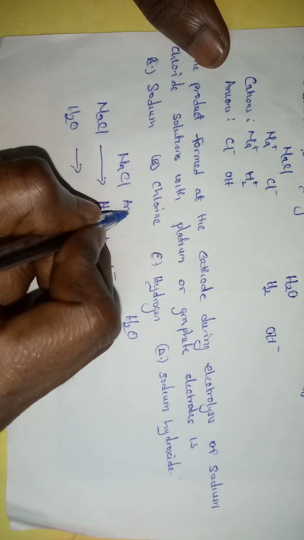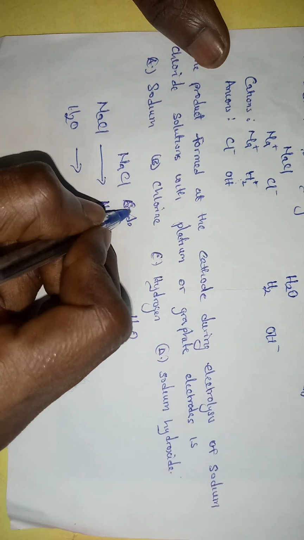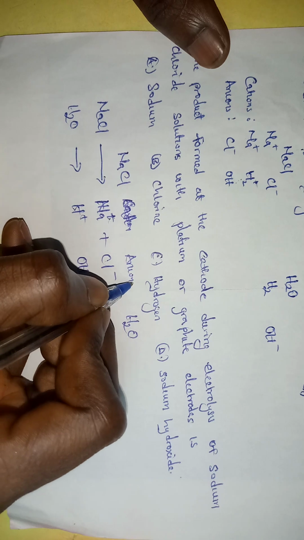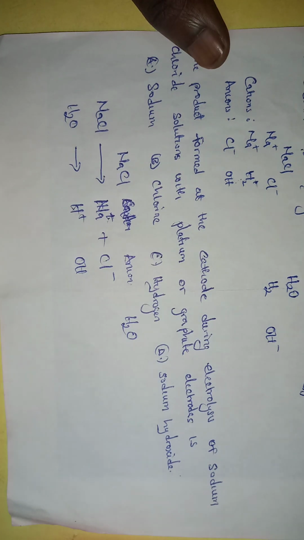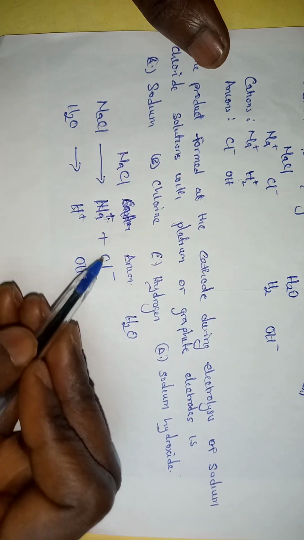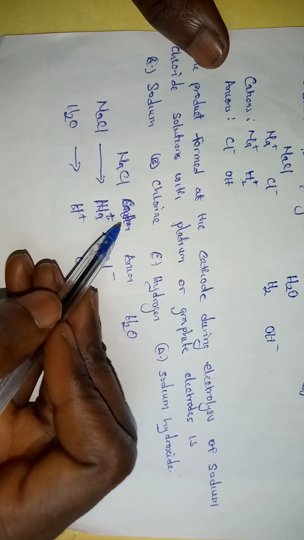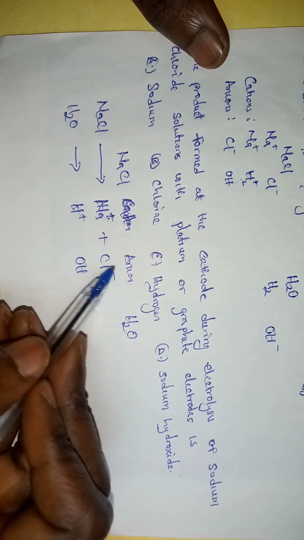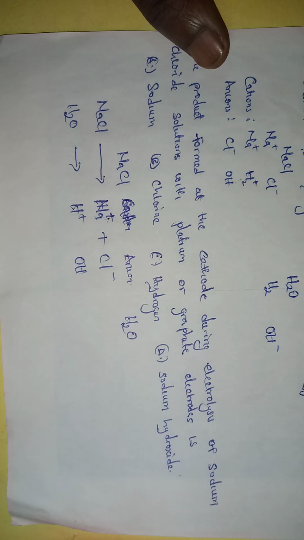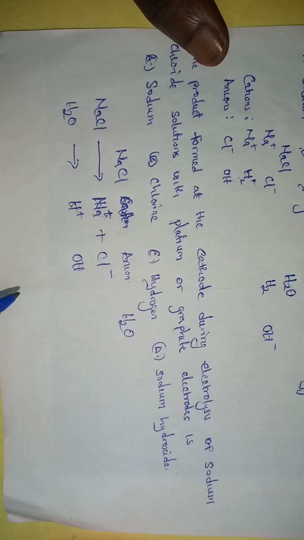This is the cation part, and these are the anions. Either of these two will migrate, and either of these two will also migrate. These are the cations, they are positive, they migrate to the cathode. These are the negative, they migrate to the anode. So sodium and the hydrogen now.